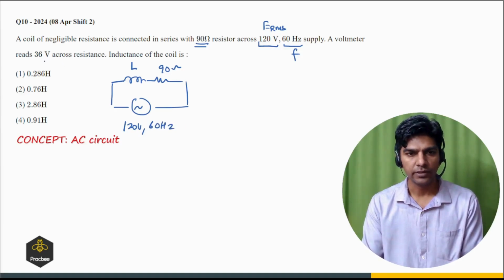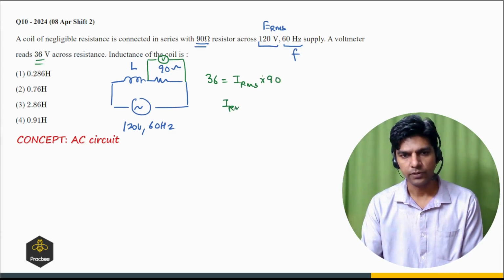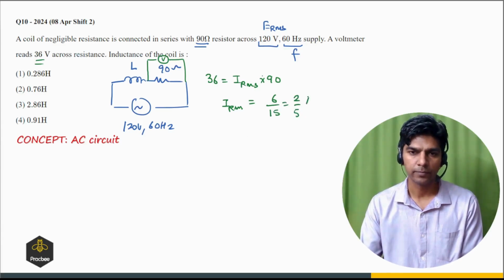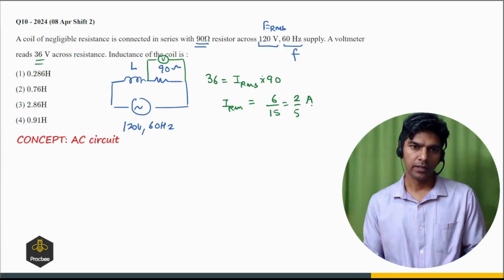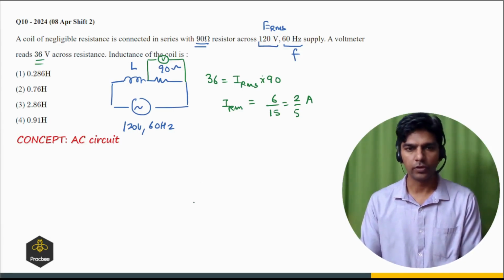A voltmeter reads 36 volts across the resistor. Now this reading will be the RMS voltage, right? So across the resistor there is a voltmeter which is measuring the RMS value, which is given as 36. So 36 is nothing but IRMS times the resistance, which is 90. So IRMS will be 6 by 15, or you can say 2 by 5. So 0.4 ampere is the RMS current in the circuit, and we have to find the inductance of the coil.